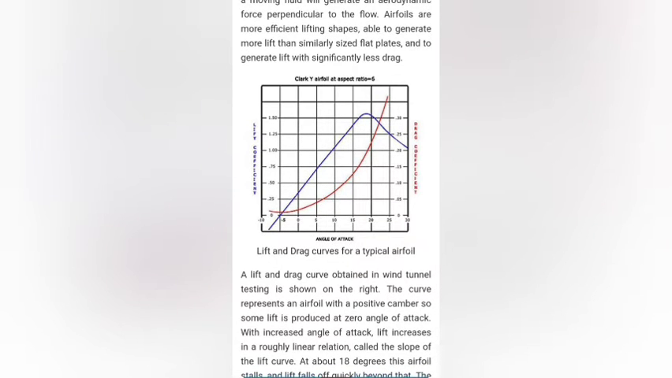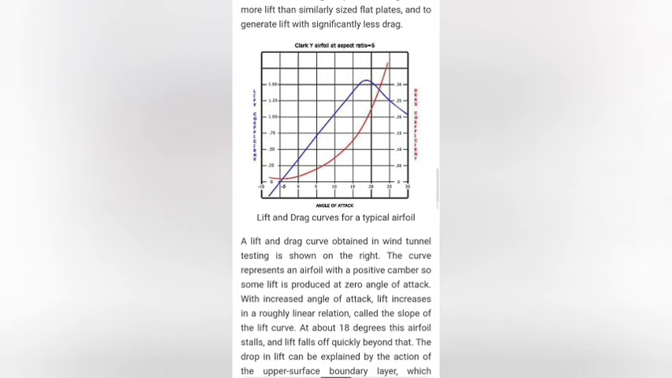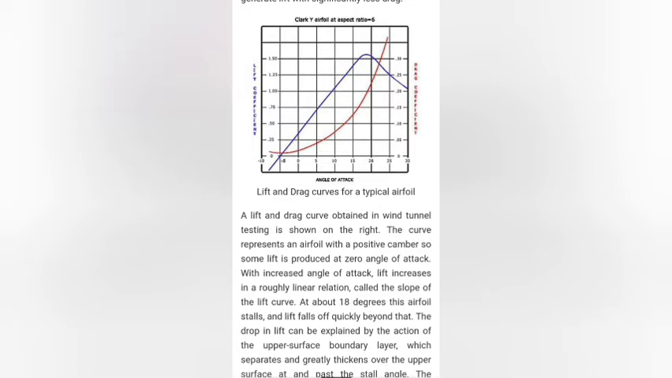Clark Y airfoil at aspect ratio equal to 6. The diagram is the lift and drag curve for a typical airfoil. The x-axis is the angle of attack and the y-axis is the lift coefficient. The lift and drag curve obtained in wind tunnel testing is shown on the right, and the curve represents an airfoil with a positive camber, so some lift is produced at zero angle of attack. With increased angle of attack, lift increases in a roughly linear relation called the slope of the lift curve.